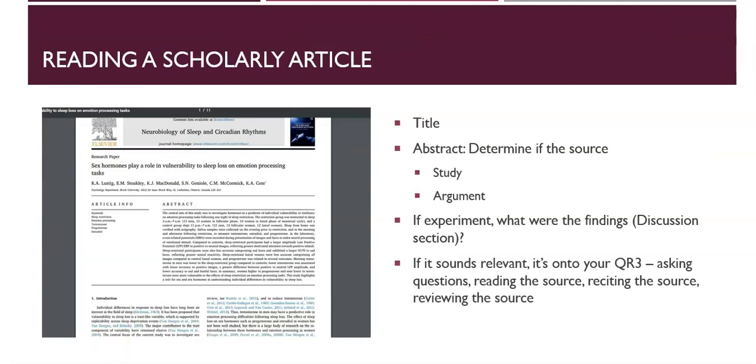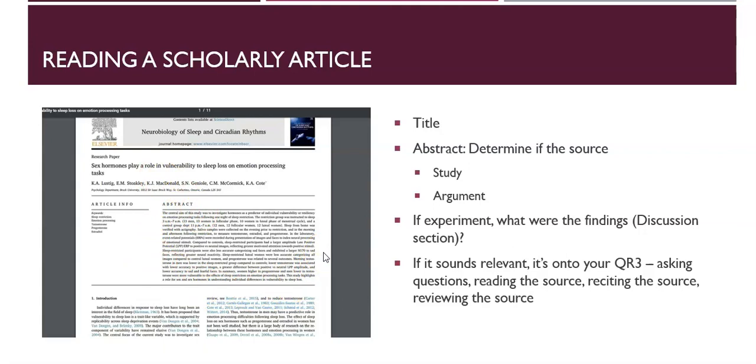Let's start with a single piece of reading. We have a scholarly article here. The first thing to do is the S of the SQ3R method. That is, we're going to survey the source and look it over. When you have a scholarly article, you can start with the title and the abstract to get a summary of what the paper is about.